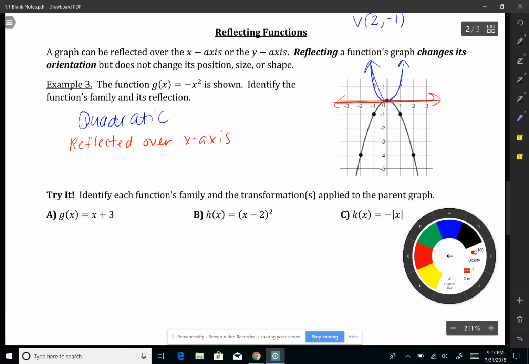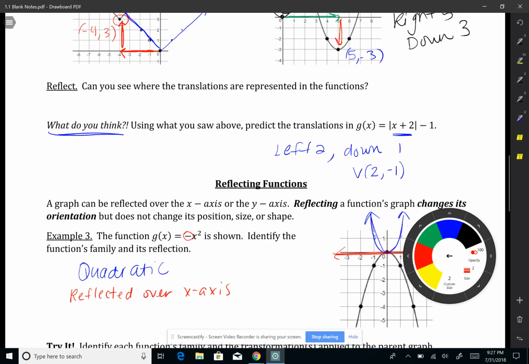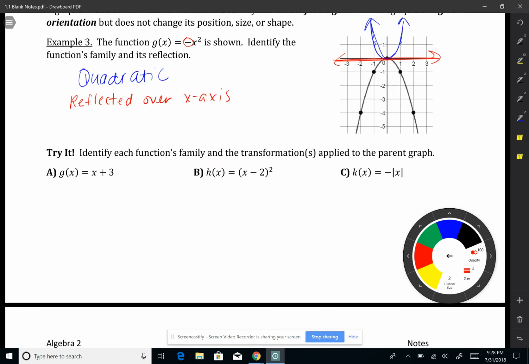Okay, let's try it out. We just learned about translations and we learned about a reflection. It looks like a reflection comes from putting a negative in front of our function if it's going to go over the x-axis. Translations happen by adding or subtracting something either in the function or outside the function. So letter A is g of x equals x plus 3. Our instructions say identify the function's family and the transformations applied to the parent graph.